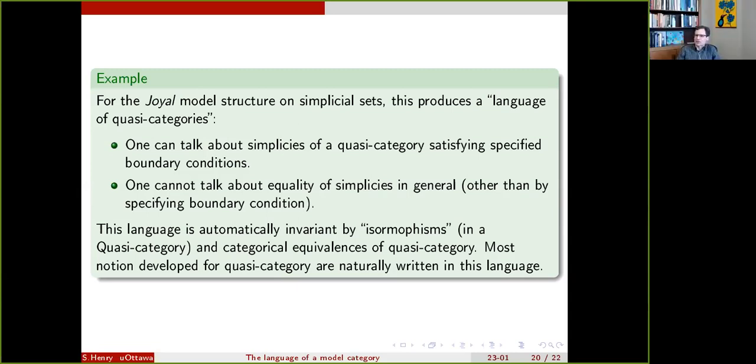I have a question, if we're done with that one. So the slide you're displaying now about the Joyal model structure, are there other presentations of infinity one categories that give a different interesting language for studying infinity one categories? Yeah, absolutely. I mean, any model category you have that presents infinity one category would give you a language.